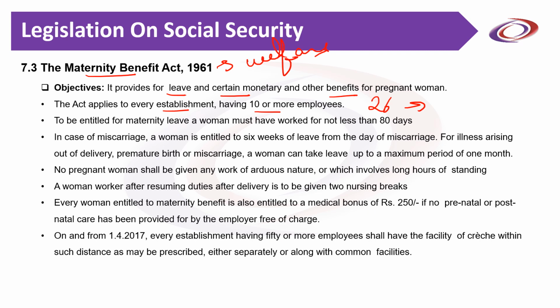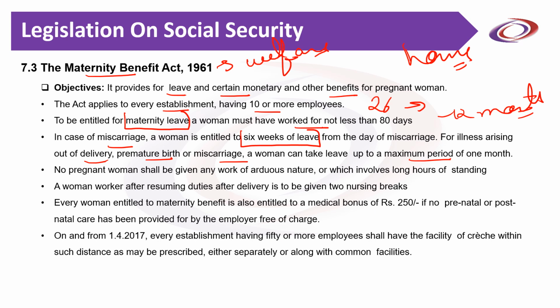Women are entitled to maternity leave if they have worked for not less than 80 days in the preceding 12 months in the particular organization. In case of miscarriage, a woman is entitled to 6 weeks of leave. For illness arising out of delivery, premature birth, or miscarriage, an extra maximum period of 1 month of leave can be there. Also, if the work is of a nature that can be done from home, permission should be provided. No pregnant woman should be given any work which involves long hours of standing.